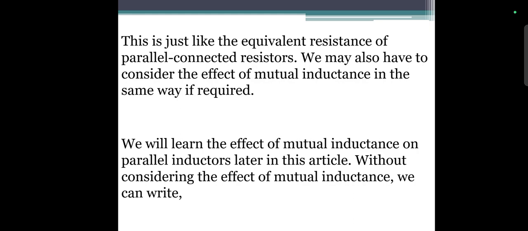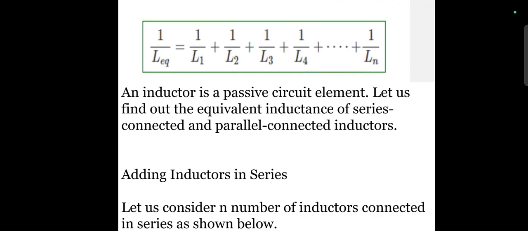Without considering the effect of mutual inductances, we can write 1 by Leq is equal to 1 by L1 plus 1 by L2 plus 1 by L3 plus 1 by L4 and so on, plus 1 by Ln. An inductor is a passive circuit element. Let us find out the equivalent inductance of series connected and parallel connected inductors.